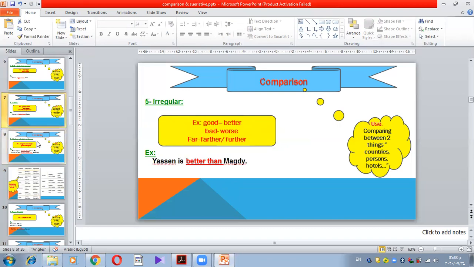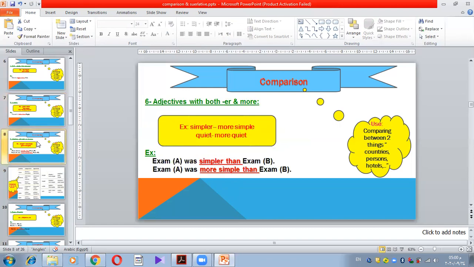So we said the irregular, and then rule number 6. There are some adjectives that can have both ER or more. Both of them are correct. Like the word simple. You can find the comparison as simpler or more simple. It's okay. You can use both of them.